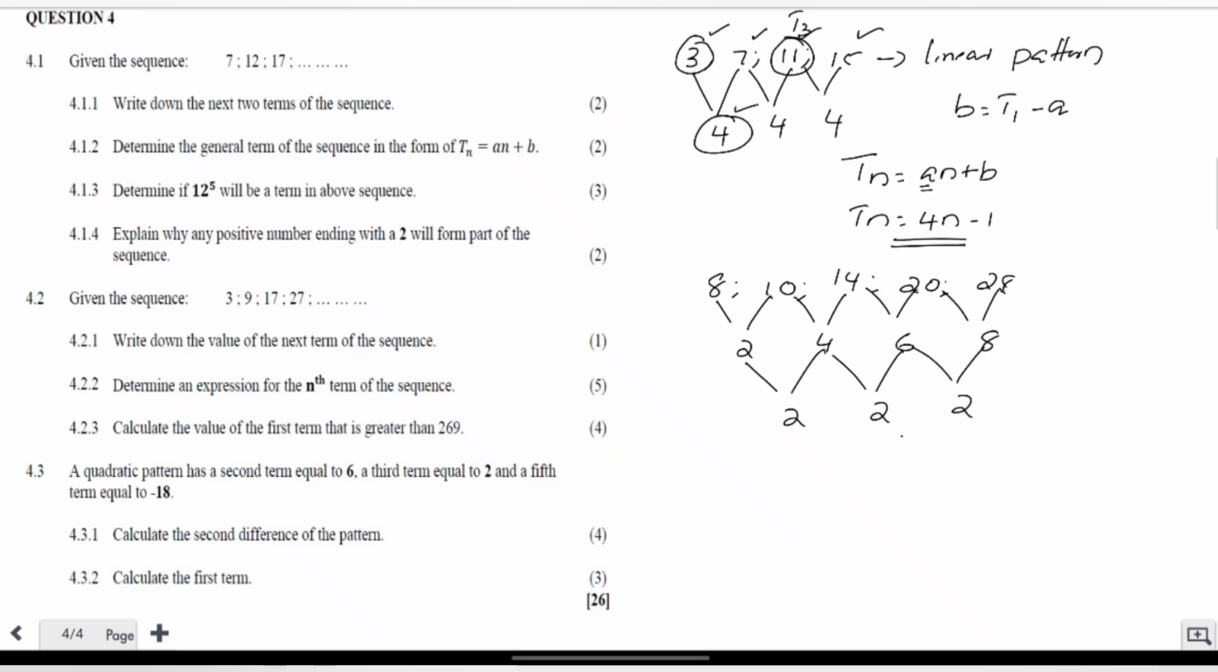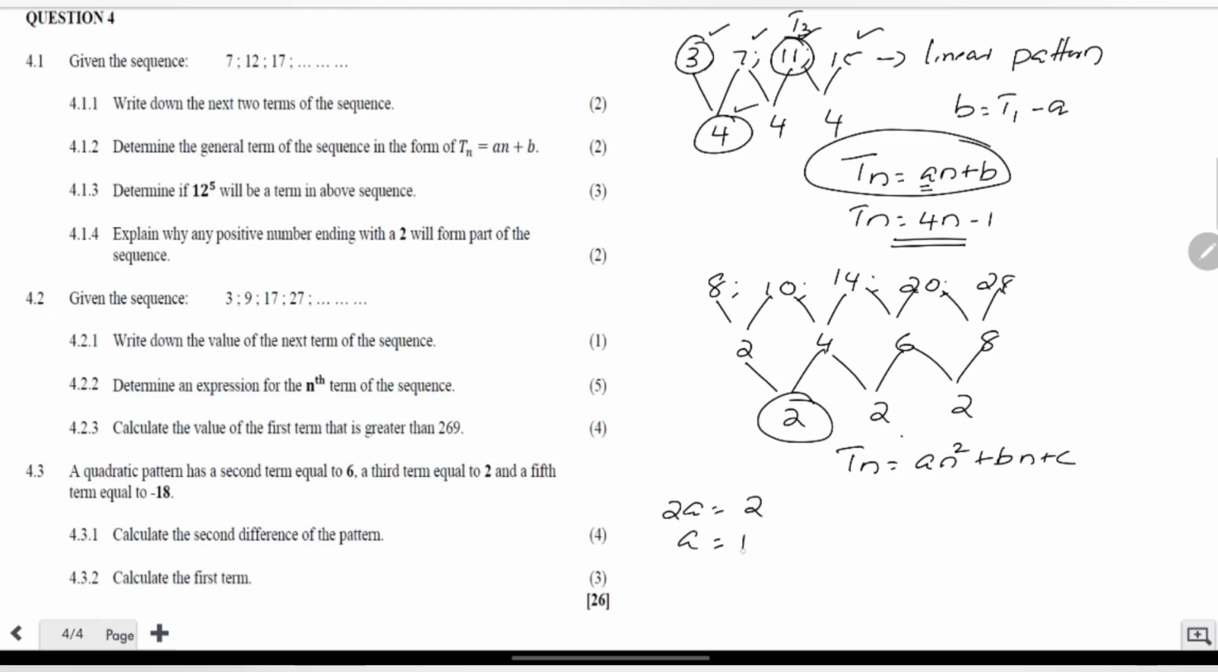Once you realize that this pattern is a quadratic pattern, the Tn formula is an square plus bn plus c. Don't use the previous one, because this is a quadratic pattern. So you have to use the Tn formula very carefully. You need to know first which pattern is given. Clear? All right. So here, how do you get the value of A? We are using a formula: 2A is equal to the common difference, the second difference, that is 2 here. Therefore, A is equal to 2 divided by 2, that is 1.